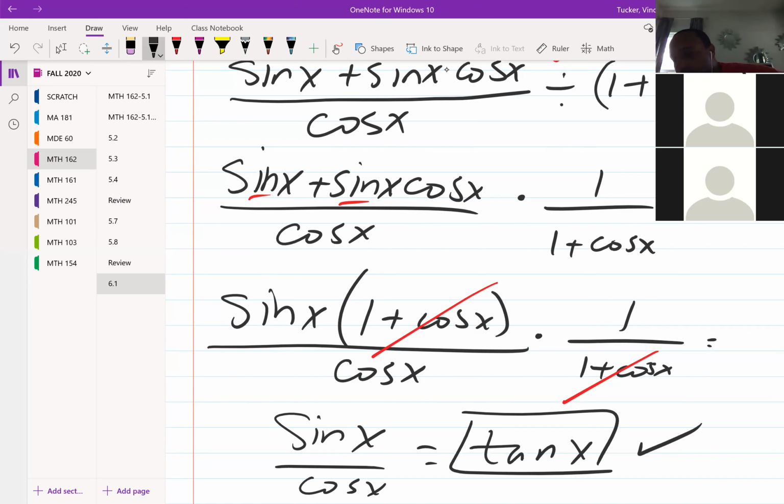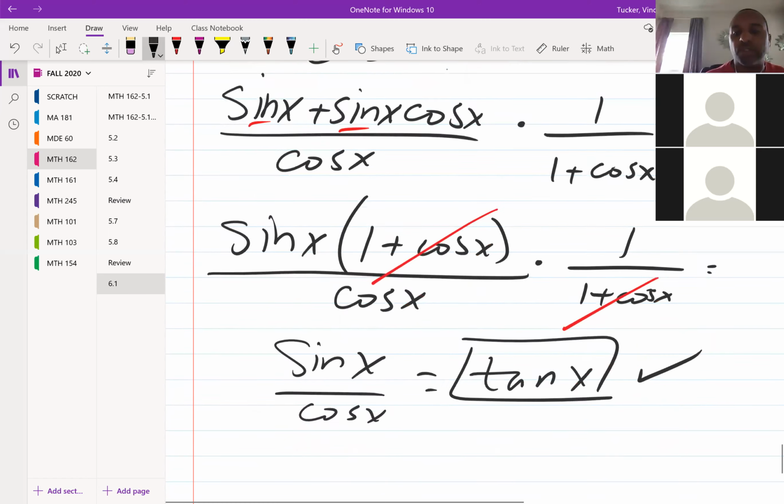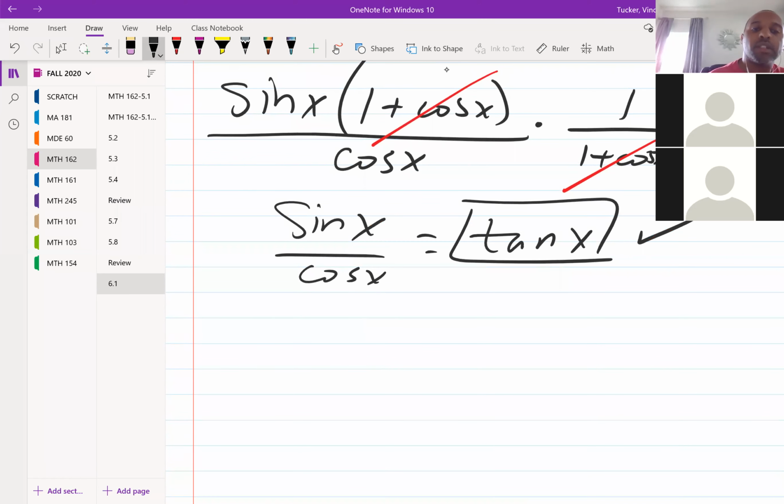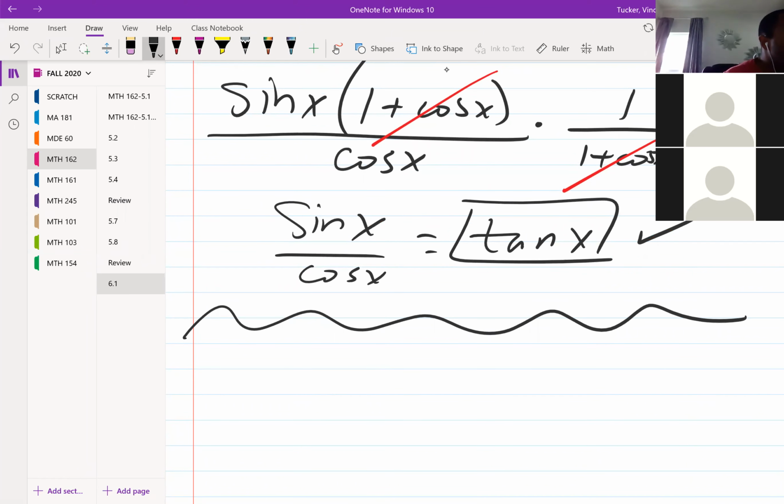How much time do we have? 24. We've got 20 minutes. We can. I don't want to start a new section, so let's do one more and then the 6-1 by itself. So let's see.